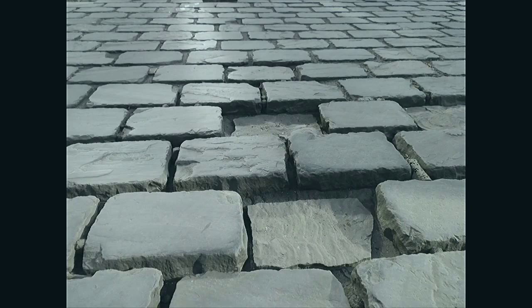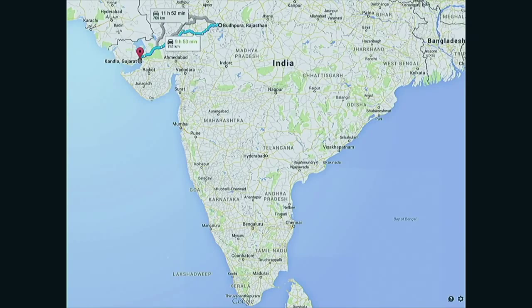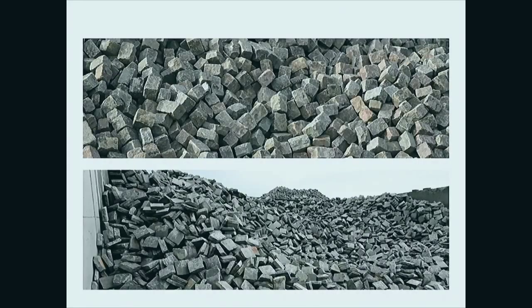So when I go back to the reused, salvaged cobblestones, the ones that I've shown there, these will cost you like 50 euros a square meter. So it's still more expensive than the Kandla, but it's far less expensive than the new one.